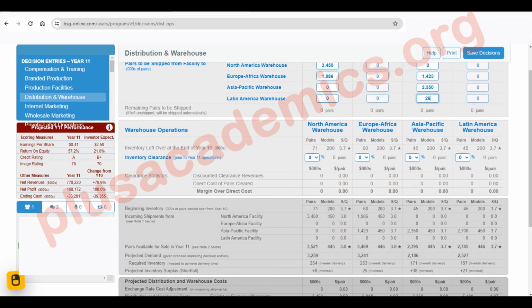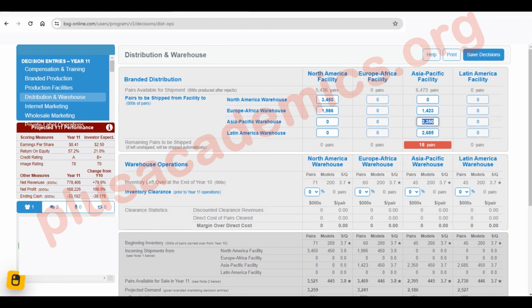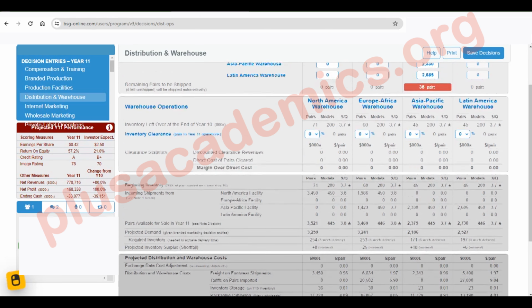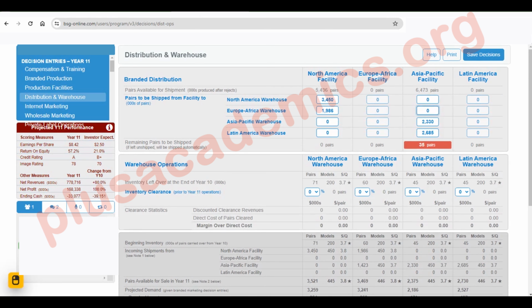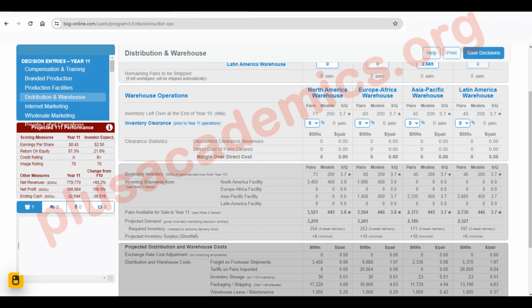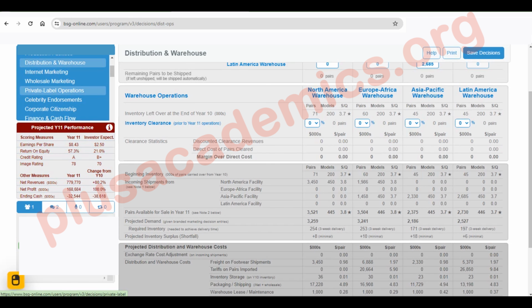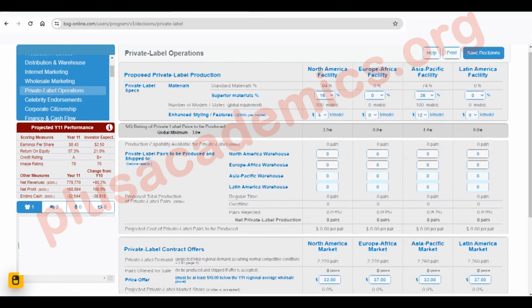Now we can go to Asia Pacific, and what we are sending from Asia Pacific to Latin America can change to 2680. And then what you are sending from Asia Pacific facility to Asia Pacific warehouse, you can change to 2330. And then finally, what we are sending from Asia Pacific to Europe Africa, you can change to 1458. That's all we need to do for distribution and warehouse.